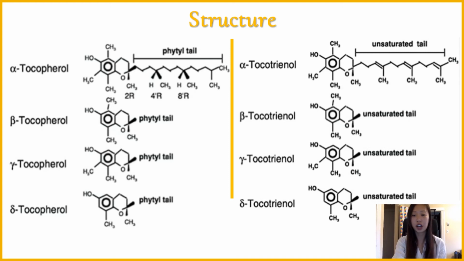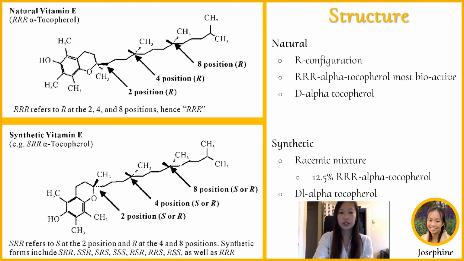Among all of these, alpha tocopherol is the most active, and of the tocotrienols, only alpha tocotrienol has significant biological activity. So vitamin E isolated from natural sources has the R configuration at all 3 asymmetric centers. So it consists of just one isomer. RRR alpha tocopherol is the most biologically active molecule, and natural vitamin E is labeled as D alpha tocopherol in supplements. So while natural tocopherols have just one isomer, the synthetic production of vitamin E results in a racemic mixture that contains 8 different isomers as listed on the bottom here. Of which only 12.5% of the racemic mixture is represented by RRR alpha tocopherol. Synthetic forms of vitamin E are labeled with a DL prefix on supplements.